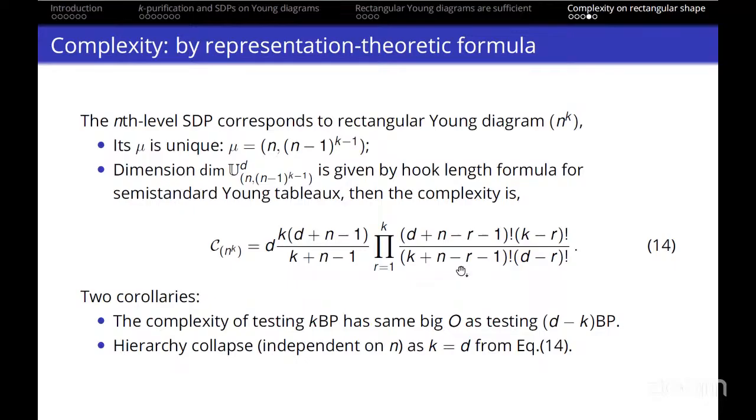So there are two corollaries. The testing complexity here for K-block positivity actually has the same big O notation as testing D minus K, which means that they have a finite ratio. And the second is the hierarchy collapse. You can take K equal D, and you will see that this equation will give you D squared.